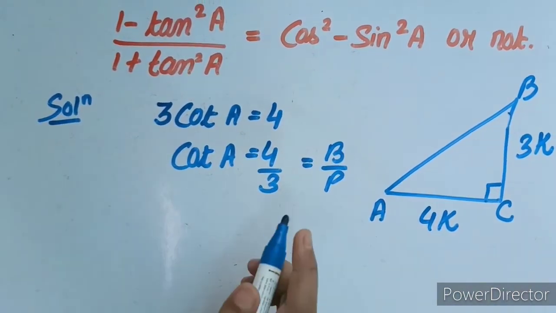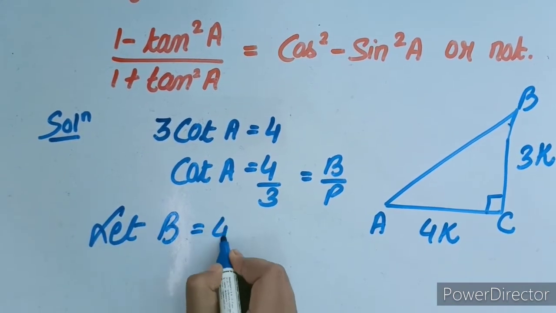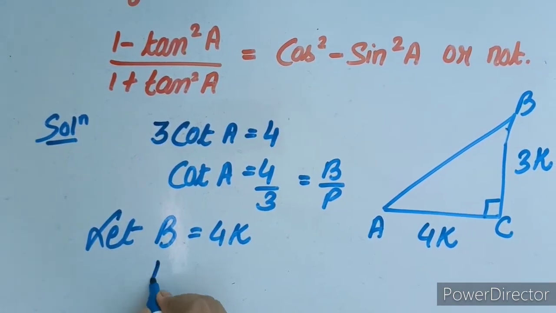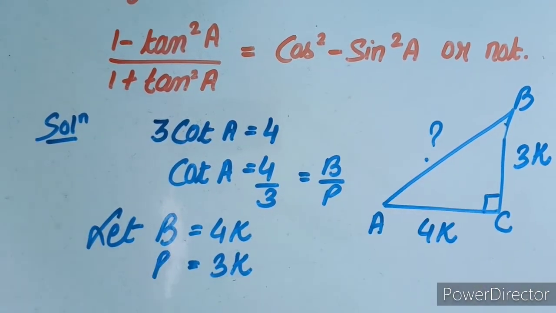Now how will we write this? We are going to write like this: let b is equal to 4k, where b stands for the base, whereas perpendicular is 3k. Now we have to find the value of AB.